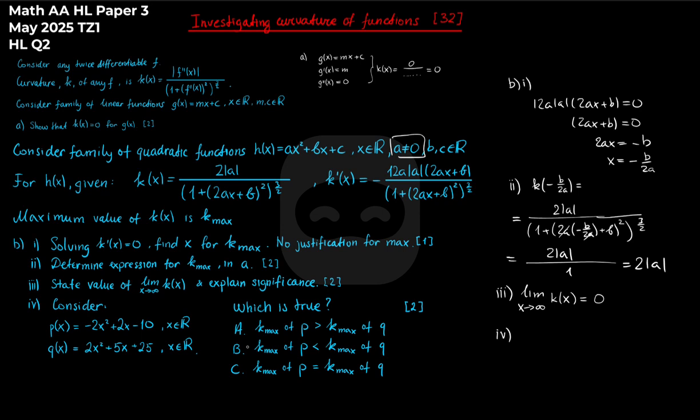Is it A, kmax of p greater than kmax of q? Is it B, the other way around? Or is it C, where kmax or their values are exactly the same?